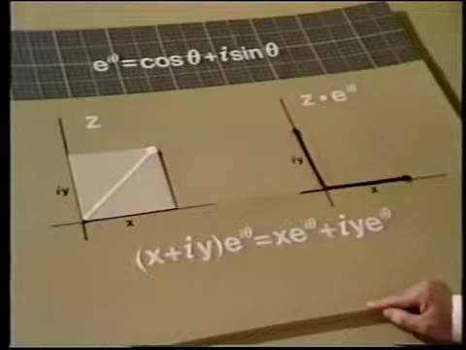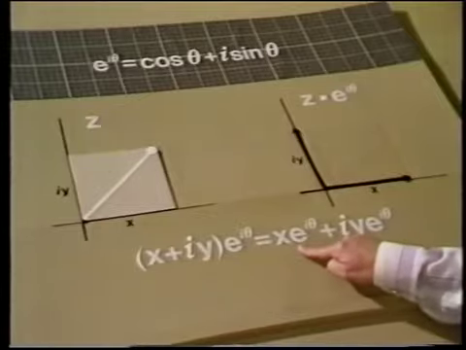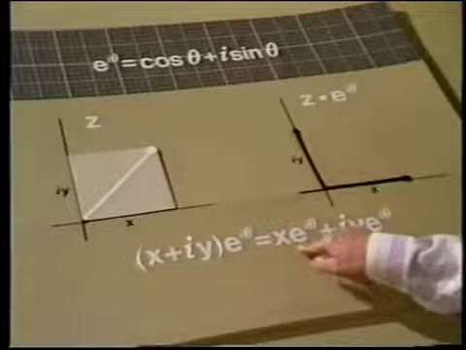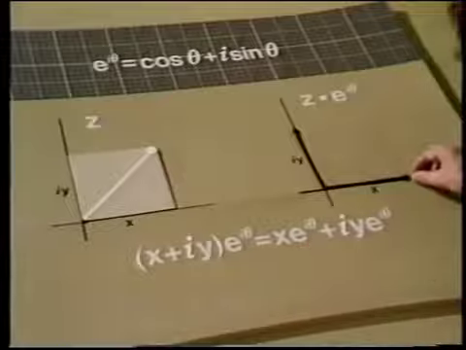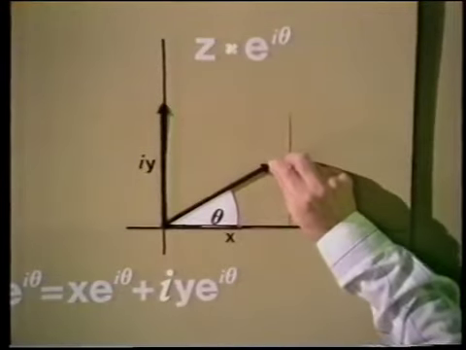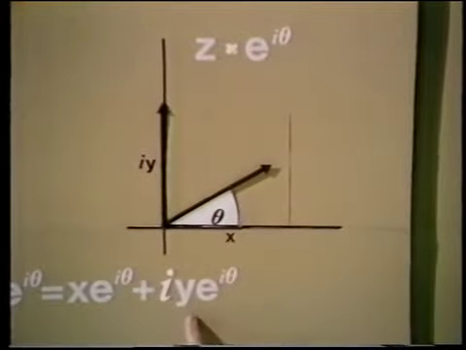Let's plot these two terms separately. Where's x e to the I theta? Well, that's easy. It's just at a distance x and an angle theta. But what about iy e to the I theta? That's a bit more difficult. So let's look at that in more detail.